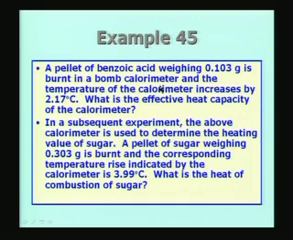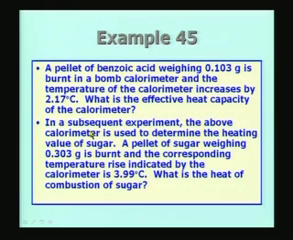So, we have taken example 45, divided into two parts. The first part, a pellet of benzoic acid which weighs 0.103 grams. So, you realize that the weighing must be done very accurately with a balance which is capable of giving milligram accuracy. 0.103 gram is burnt in a bomb calorimeter, and the temperature of the calorimeter increases by 22.17 degrees Celsius. This is the first experiment. So, what is the effective heat capacity of the calorimeter? That is determined from this part.